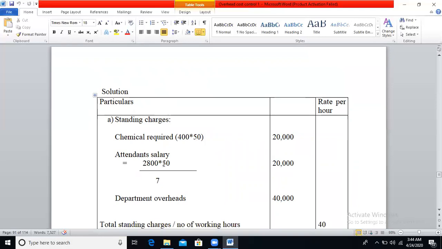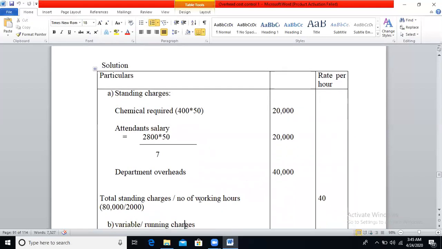How many weeks have they mentioned for a year? 50 weeks, because here they have given yearly working hours. So you have to consider it on a yearly basis. If you divide this by 7, you will get the total value for each attendant's salary. Departmental overheads, they have given directly as 40,000.